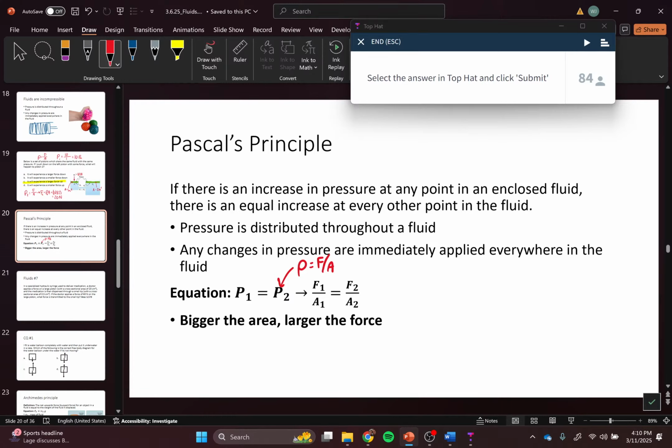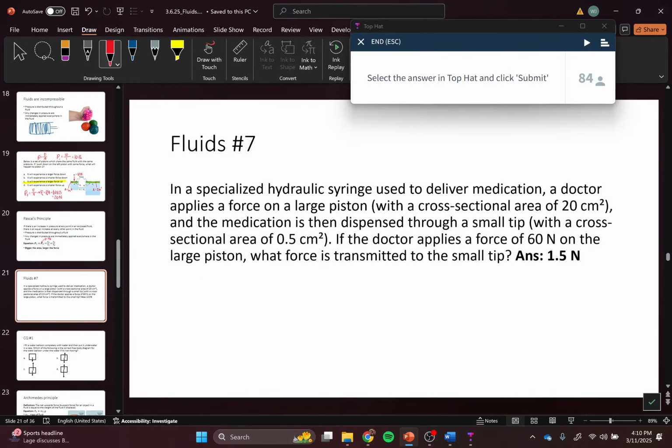All right, and to close this one out, we do a problem with a syringe, which is basically a piston. I don't know why they call it specialized hydraulic syringe. That sounds really fancy. It's just a syringe. So you got your syringe, and inside your syringe, you got some plunger. That's your piston 1. Where's your piston 2? There's not so much a piston, so much as just a small opening there. But pretend like there is a thing. Basically, we're just looking at how the forces compare.